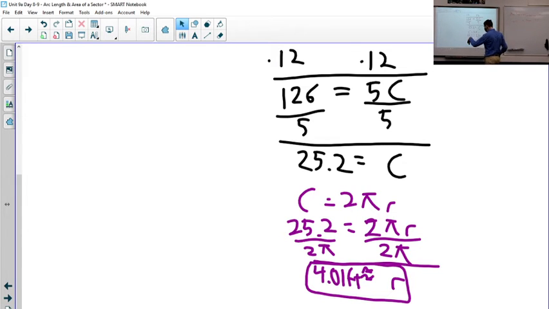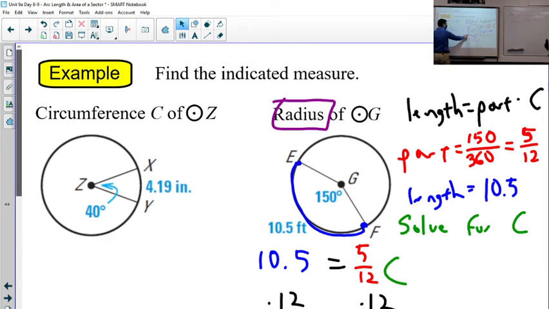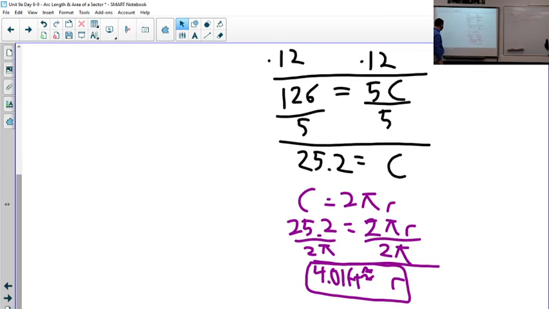So to walk through the outline of that one more time, we knew the arc length. We knew the length of this arc. And if I know that that far around the circle is 10.5, we use that to solve for the circumference all the way around the circle, being 25.2. And then use that circumference, being 2 pi r, to solve for the radius. Okay, so that's a little bit more of a complicated one.